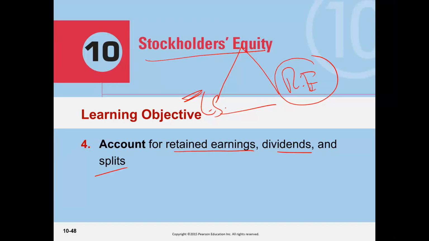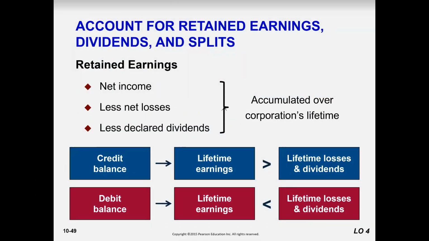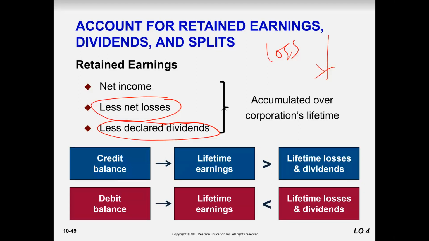retained earning. We are not going to spend more time on understanding the retained earning because we talked a lot about it. Retained earning is basically equal to net income minus dividend. But if you have any loss, then you also decrease the loss. So remember, if you have a loss, then your accumulated retained earning is going to decrease. If you have income, your retained earning is going to increase.